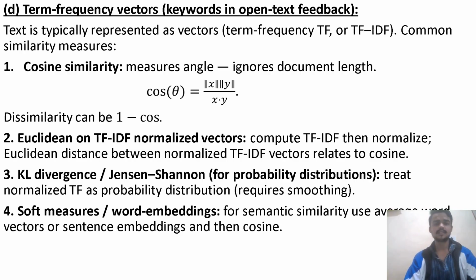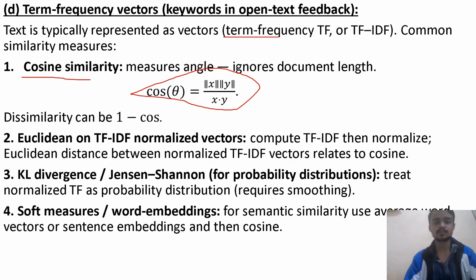Term frequency vector, for keywords in an open text field. Text is typically represented as vectors, term frequency TF or TF-IDF. Common similarity: cosine similarity, which measures the angle and ignores document length. Cos theta is equal to x dot y divided by the modulus of x times the modulus of y. Dissimilarity can be 1 minus cos.